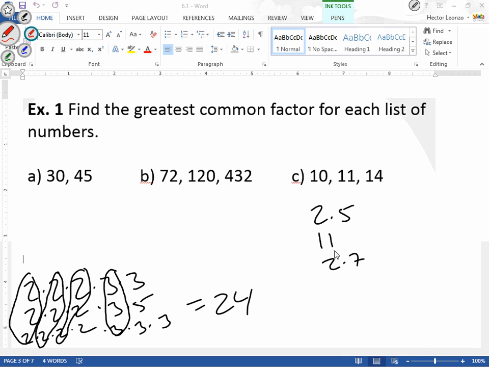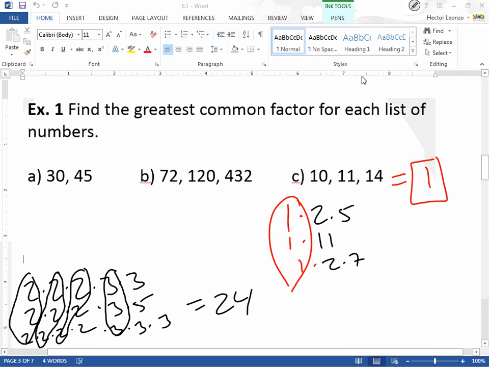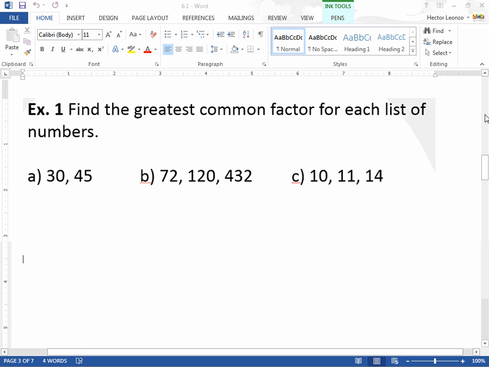When we don't have any of these, technically, all of these could be multiplied by 1. So whenever we don't see a common factor, we're going to say the greatest common factor will be 1. 1 is a factor of everything. So if we don't see common prime factors, then we're going to call it 1. All right, so that was not bad.